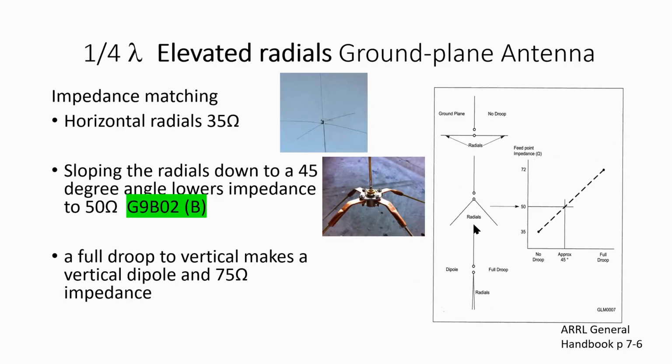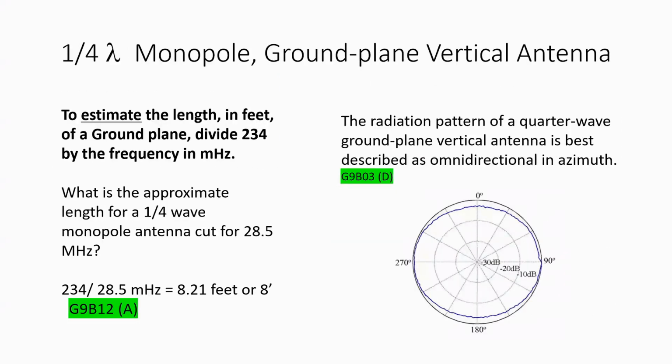And if you go to a full droop, like this example, you end up with a vertical dipole and a 75 ohm impedance, just like if it was a horizontal dipole. Now, in this case, because it's vertically oriented, you have an omnidirectional radiation pattern. And you also have another formula. 234 is half of 468 if you're using that formula. 234 is pretty easy to remember. Divided by the frequency, and you get an answer of B.